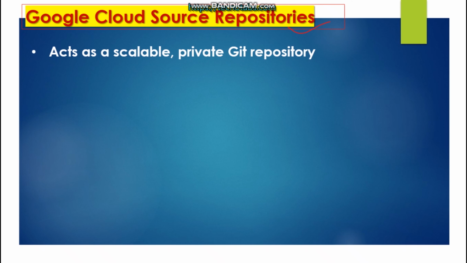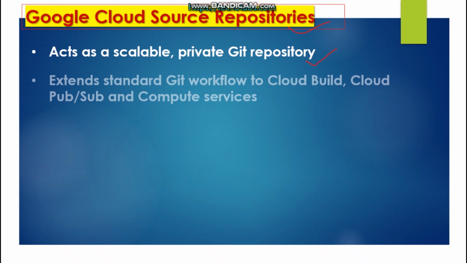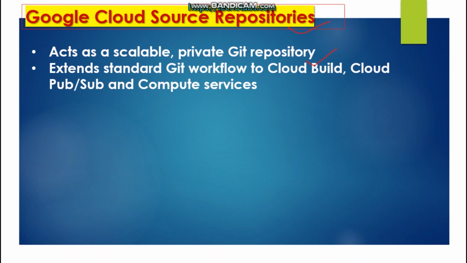So the next one is Cloud Source Repositories. It acts as a scalable private Git repository where you can store your code and all the developers and DevOps team can make use of it. It extends the standard Git workflow to Cloud Build, Cloud Pub/Sub, and compute services. So the idea here is that your source code, when you are using Cloud Source Repositories, will be close to the GCP environment. All right.